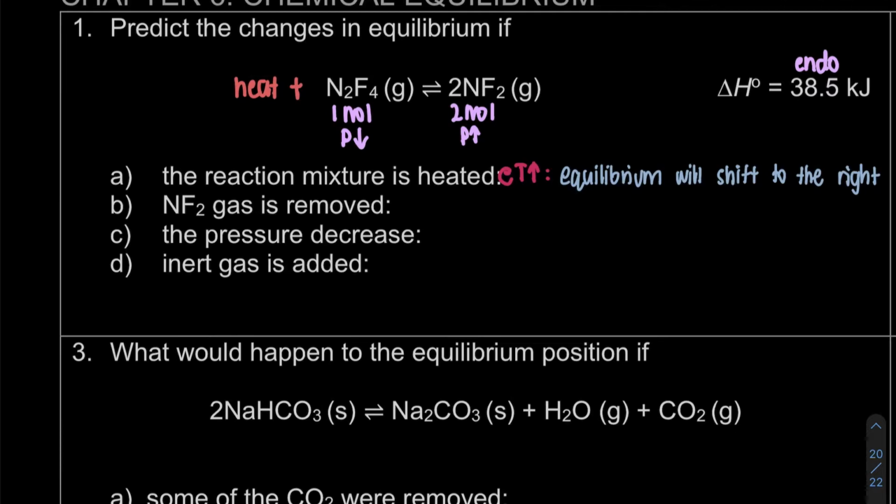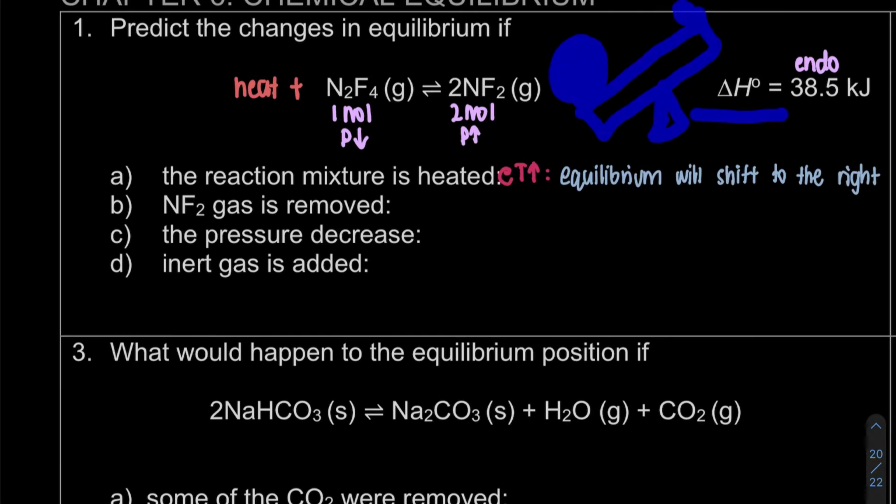Next is NF2 gas is removed. Assume now it is balanced like this. When NF2 is removed, what will happen? This becomes smaller or disappears. When it disappears, it will look like this, I draw it smaller. So what will happen? It will shift to the right.